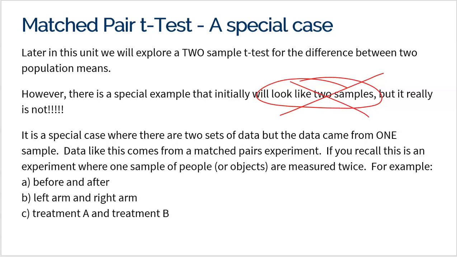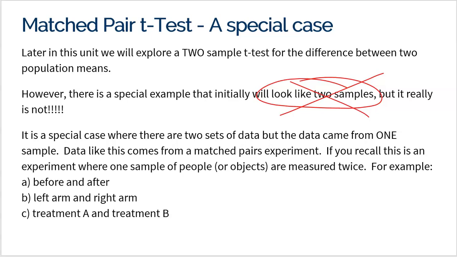Now, you might not remember this. It's been a while since we learned about a matched pairs experiment, but let's do a quick recap. Once again, it's going to look like you have two sets of data, but they really only came from one sample. This is data that is coming from a matched pairs experiment. And that is why you need to recognize a matched pairs experiment to see that this is happening. So if you recall, in a matched pairs experiment, you have one sample of people or objects and you measure them twice.